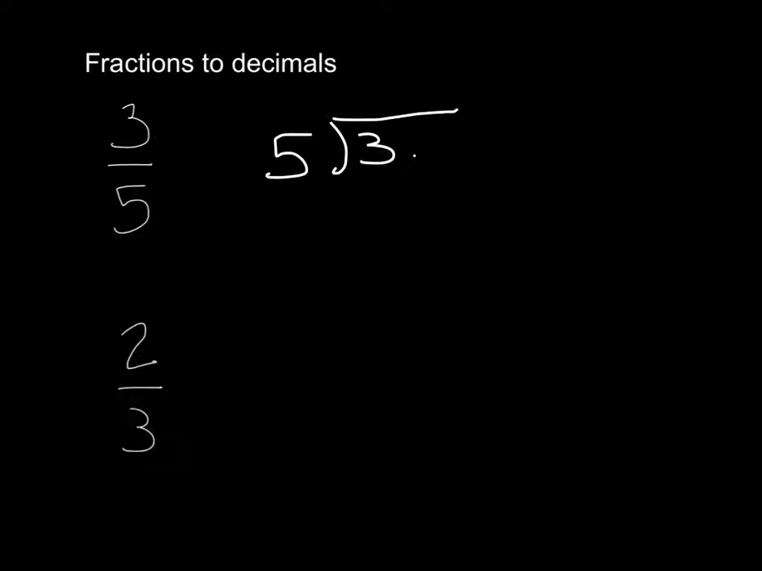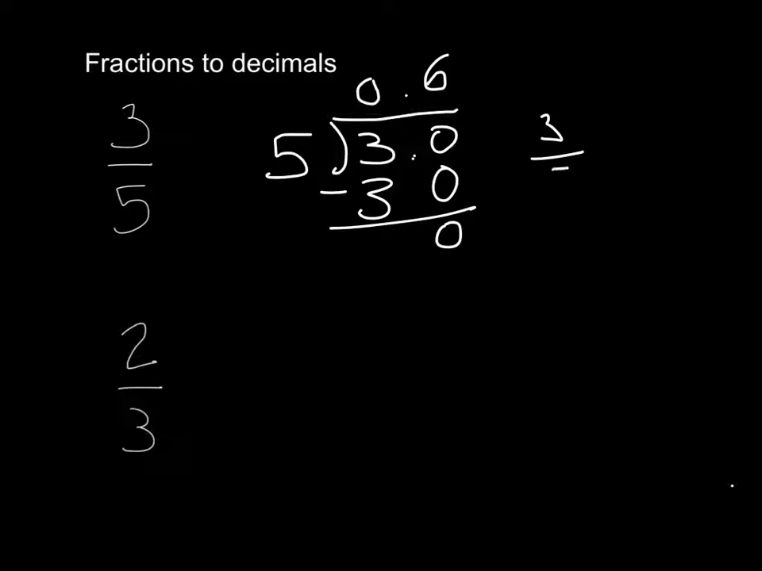Since 5 does not go into 3 at all, we put a decimal point next to it and add a 0 on the end. 5 does go into 30 6 times. 6 times 5 is 30. When we subtract that, we get no remainder, so we have found the final decimal. 3/5 is equal to 0.6.